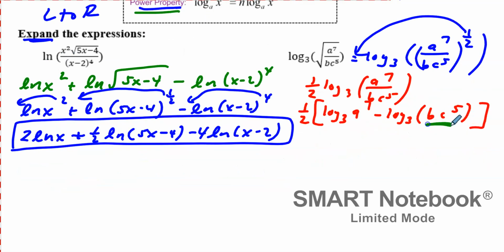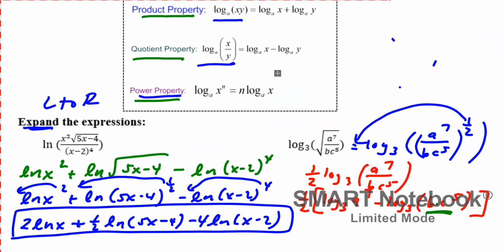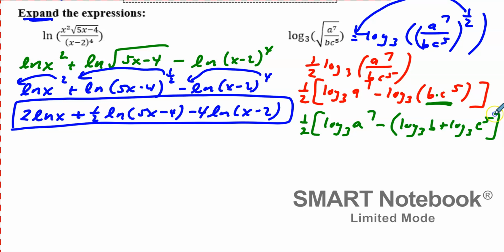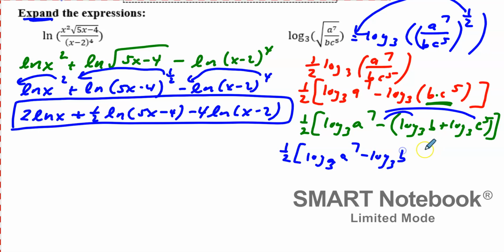But now within here, you have b times c to the 5th, which is this first property. So you can really break this piece up into two logs being added. So here's what we have. 1/2 bracket log base 3 of a to the 7th minus all of log base 3 of b plus log base 3 of c to the 5th. The reason I put parentheses here is that technically you're subtracting all of this, but now some of you might be thinking, if I subtract, that negative is really distributing to both of these. So you have 1/2 log base 3 of a to the 7th minus log base 3 of b, then minus, because negative times positive is negative, log base 3 of c to the 5th.